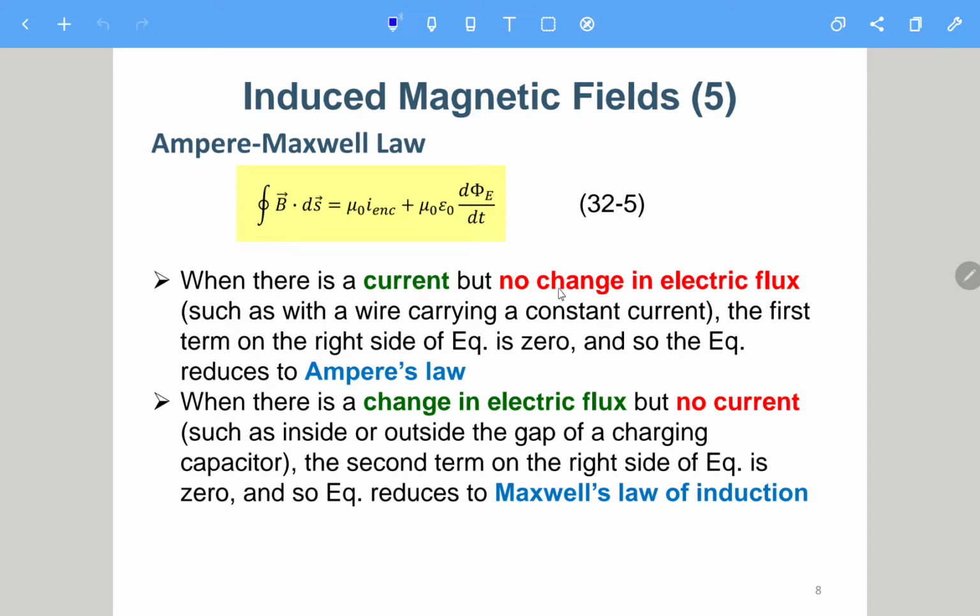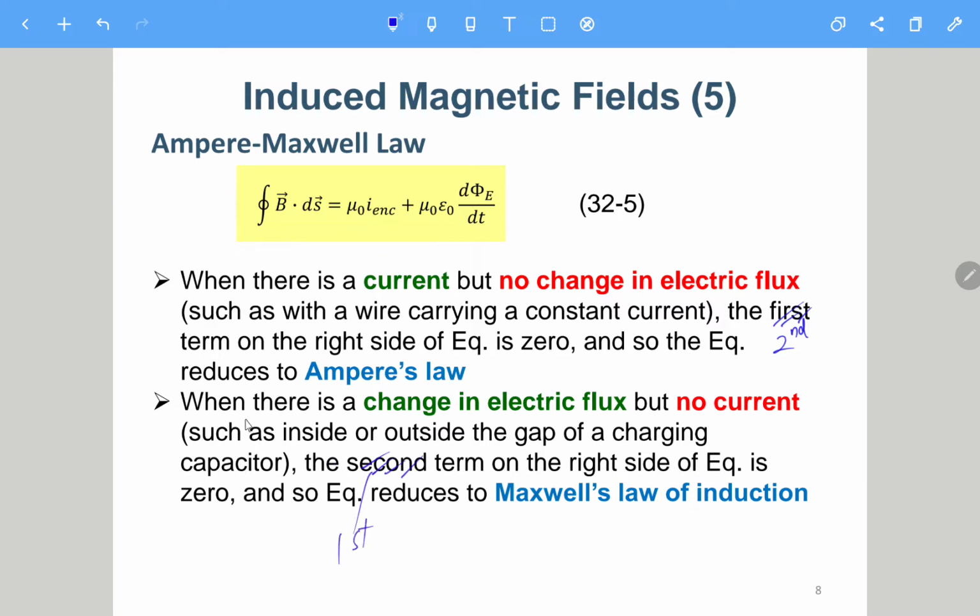So when there is a current but no change in electric flux, such as a wire carrying a constant current, the second term of the right side of the equation is 0, and so the equation reduces to Ampere's law. And this is the first.